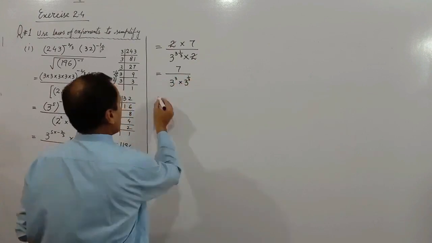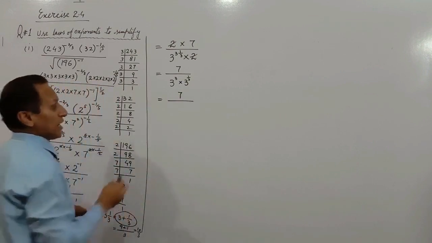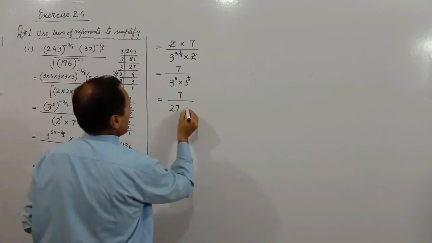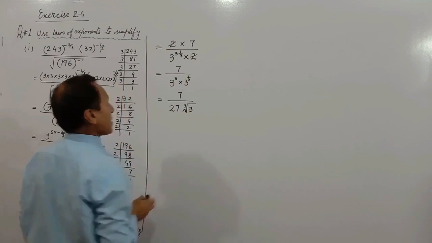So we directly do this, and what we get over here: 3 raised to power 3 means 3 multiply 3 multiply 3 times, and we get 27 multiply third root of 3. Why?